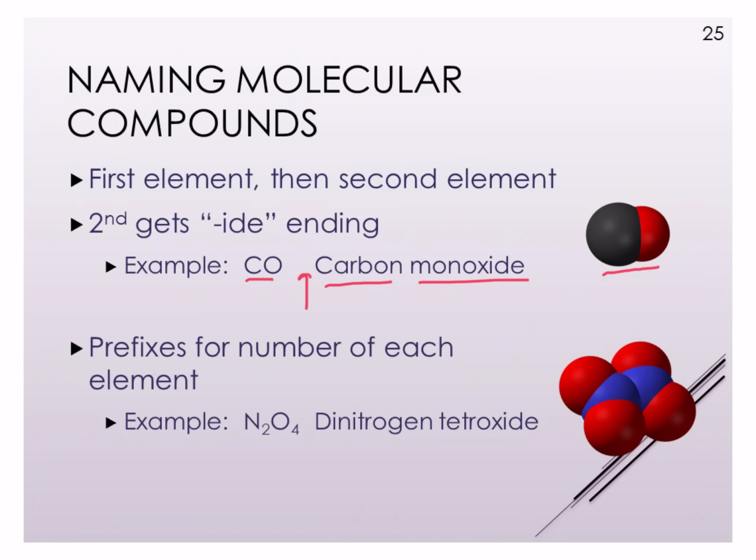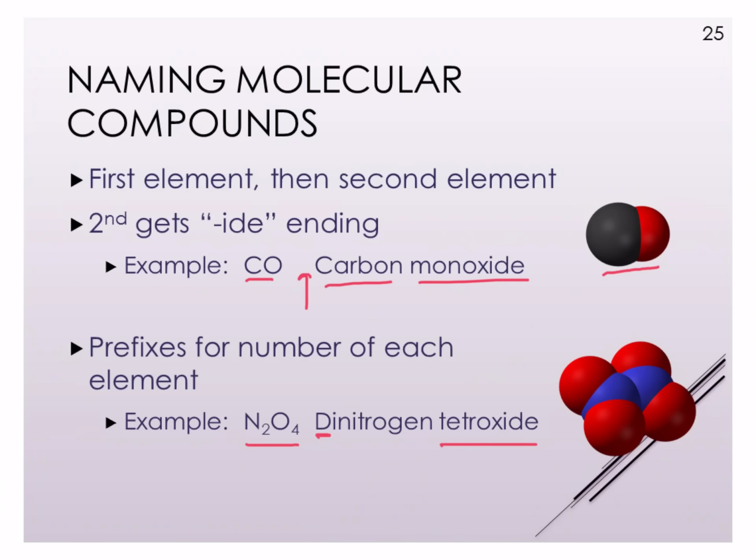So if I look at something like N2O4, I have two nitrogens and four oxygens. I see nitrogen is written first in my formula, so when I write the name, I'm going to write nitrogen first, but I'm going to use the prefix di to indicate that I have two nitrogens. And in the oxygen, there are four of those, so I'm going to use the prefix tetra to indicate that there are four of those oxygens.